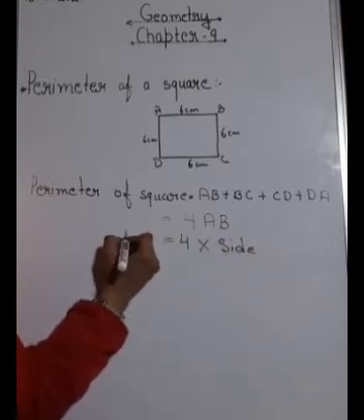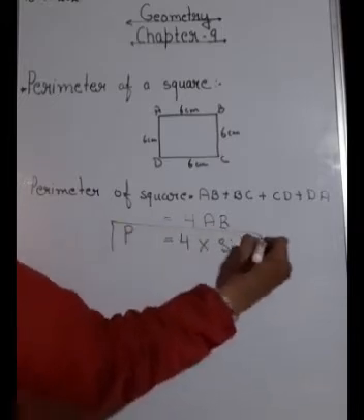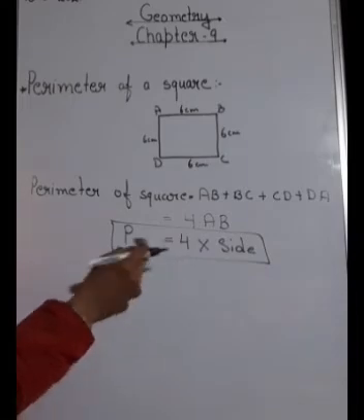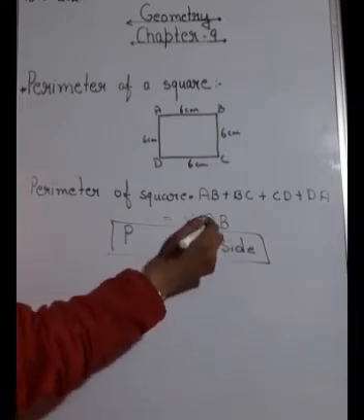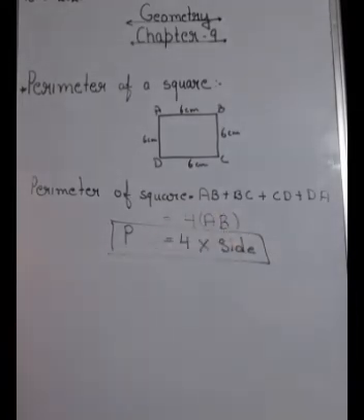So this is the general formula for the perimeter of a square: the perimeter of a square is equal to 4 into side. Clear? Now you have to put the values.